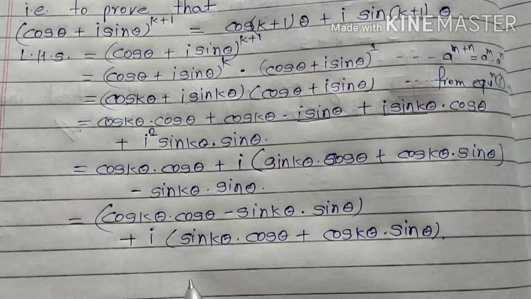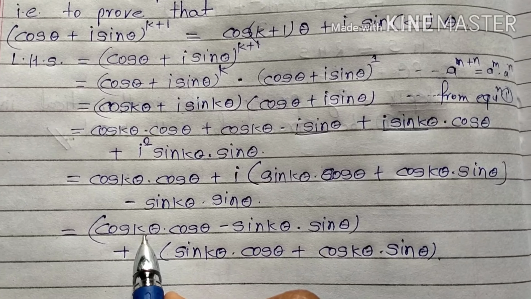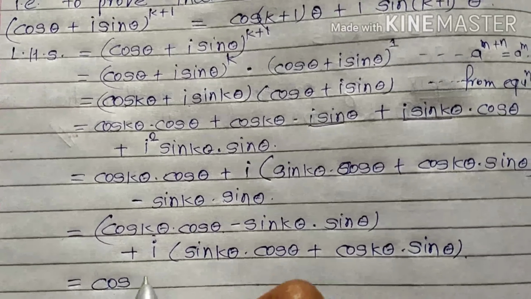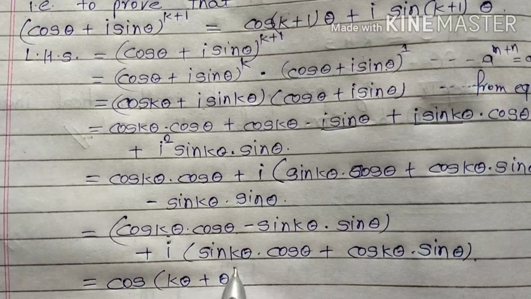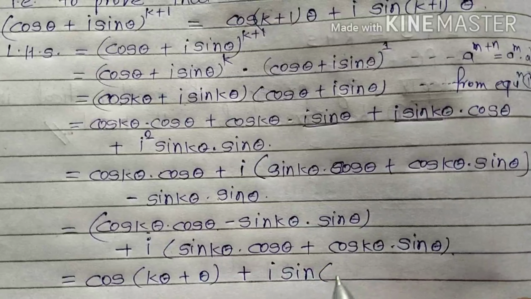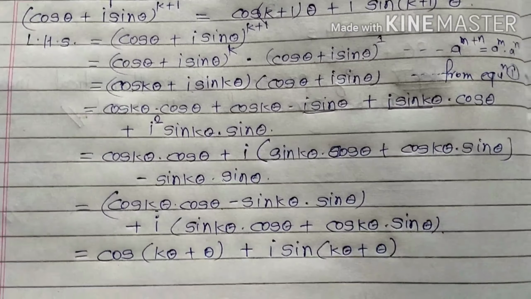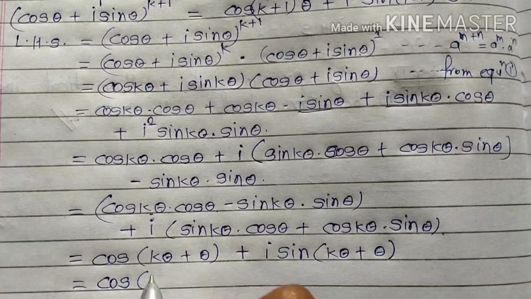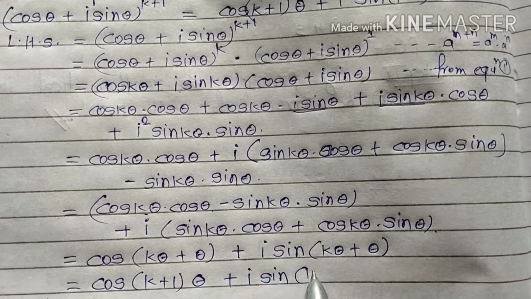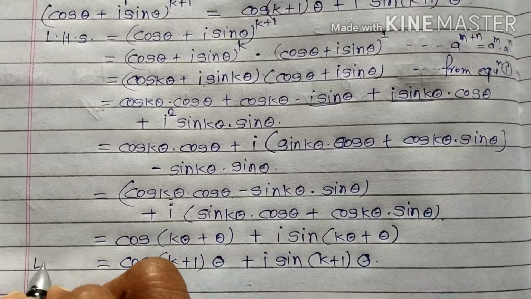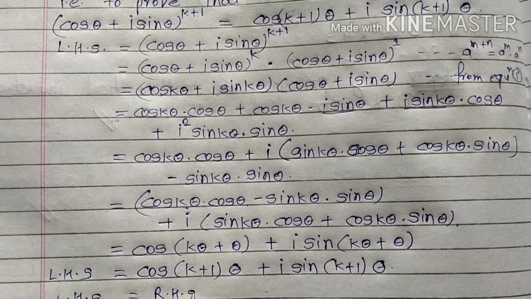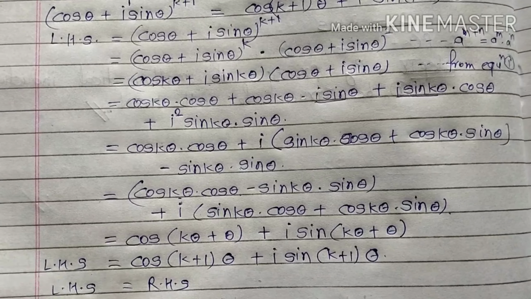So here you can observe that a means k theta and b means theta. So this is the formula for cos of k theta plus theta, and plus this i as it is, and this is the formula for sin of k theta plus theta. Now take theta common, so it is cos (k plus 1) theta plus i sin (k plus 1) theta. So this is your LHS. That's why we prove here LHS is equal to RHS, and thus P of k plus 1 is true.